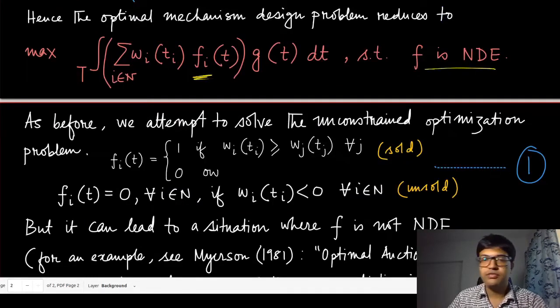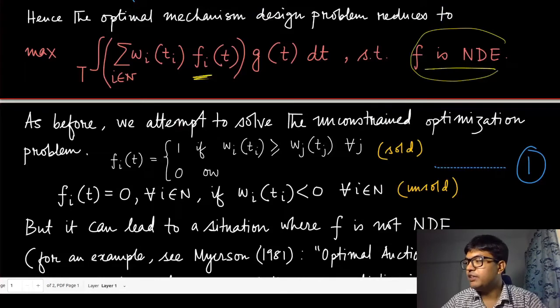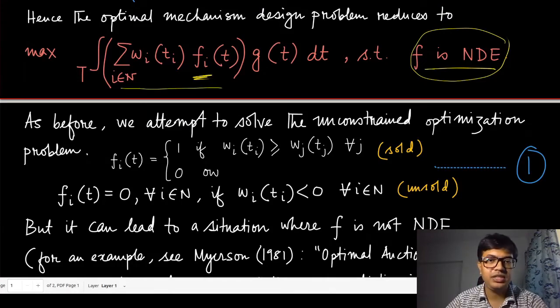Now if we just forget about this condition of NDE for a while and we just try to maximize this, we have a summation which we are trying to maximize, and we know that these FITIs, if we take the sum over all i's, are exactly equal to 1.